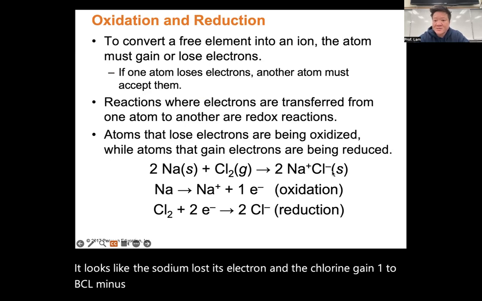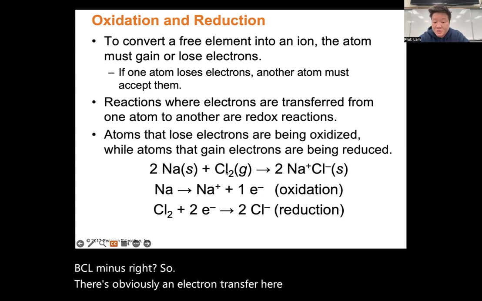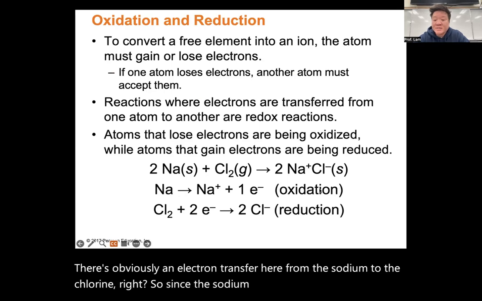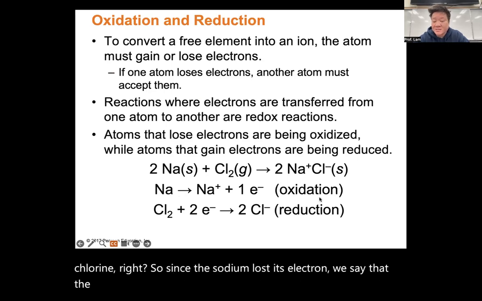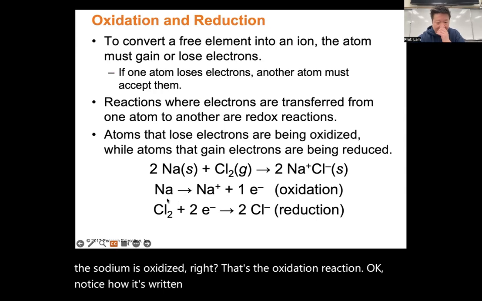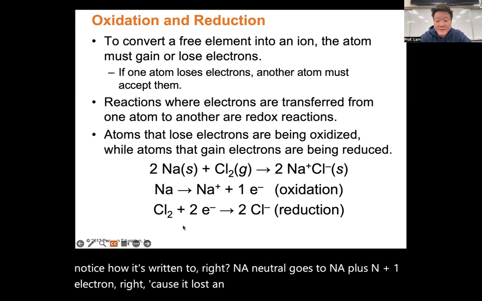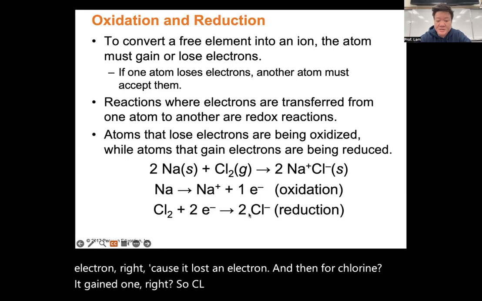So what has happened? Well, it looks like the sodium lost its electron and the chlorine gained one to be Cl minus. So there's obviously an electron transfer from the sodium to the chlorine. Since the sodium lost its electron, we say that the sodium is oxidized. That's the oxidation reaction. Notice how it's written too: Na neutral goes to Na plus plus one electron, because it lost an electron. And for chlorine, it gained one, so Cl2 plus 2 electrons goes to 2 Cl minus.